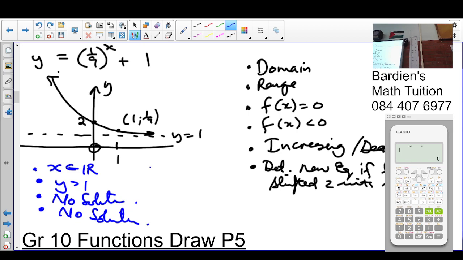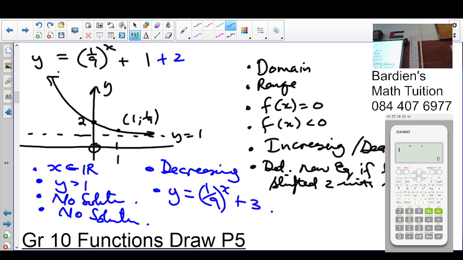Is this an increasing or decreasing graph? Decreasing. What happens if you shift this graph 2 units up? It becomes y is equal to (1/9) raised to x plus 3. You see, the more you do the graph, the easier it will become.